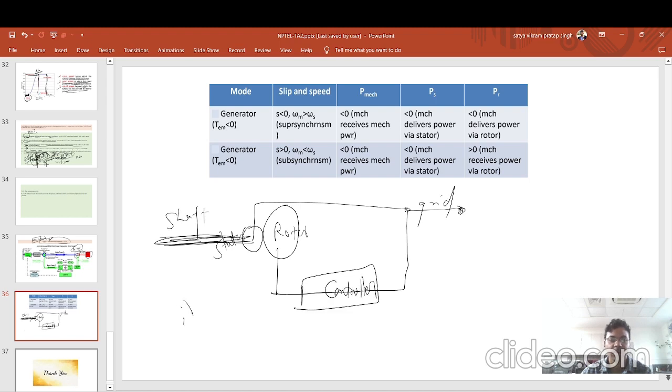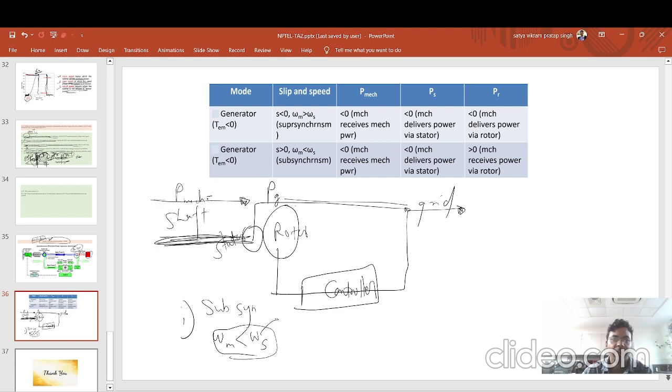Suppose we first come to the subsynchronous condition. Subsynchronous condition means that omega m is less than omega s. What is omega s? That is 120 f by p. If it is lower, this stator is generating certain power, the mechanical power, and this rotor is also generating certain power, which is taking this power. And this is the air gap power which is going to the grid.